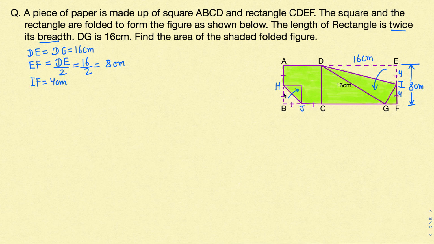And now see here also the part which is folded is exactly from the half. So this line tells us that all these portions are equal. So if IF is 4, then BJ is also 4, and HB is also 4.